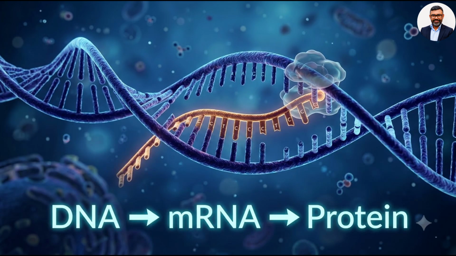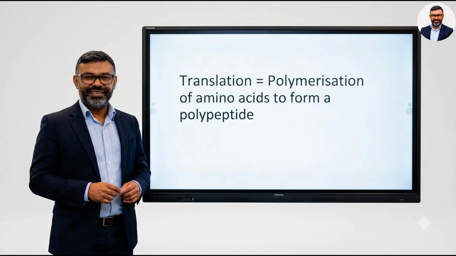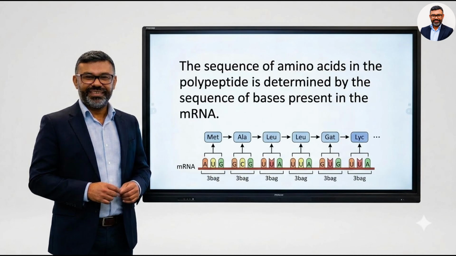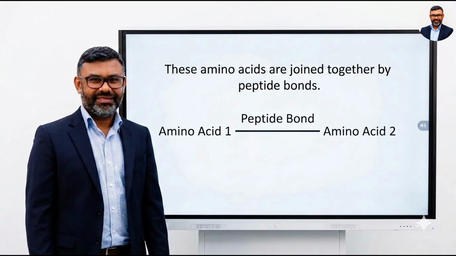Now that we know the overall pathway from DNA to protein, let us focus on the final step, translation. Translation refers to the polymerization of amino acids to form a polypeptide. The sequence of amino acids in the polypeptide is determined by the sequence of bases present in the mRNA. In simple words, the information stored in the form of mRNA codons is converted into a specific sequence of amino acids. These amino acids are joined together by peptide bonds.